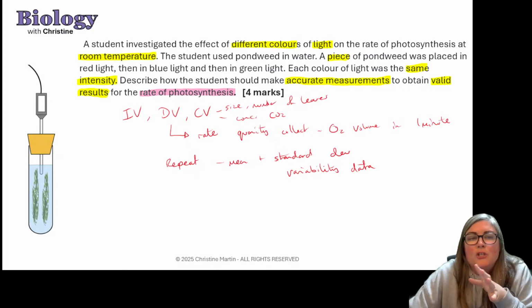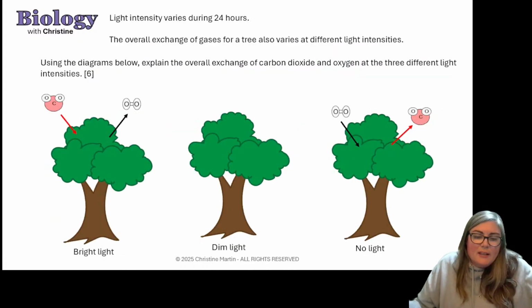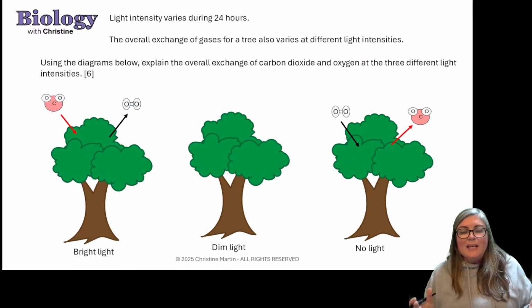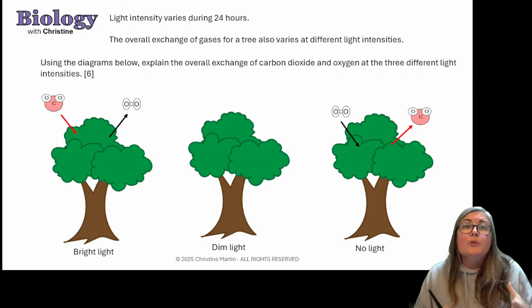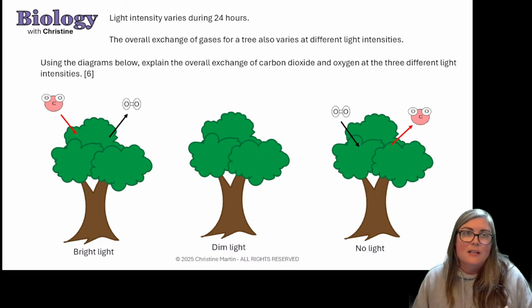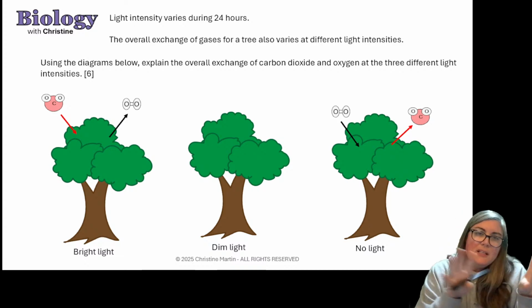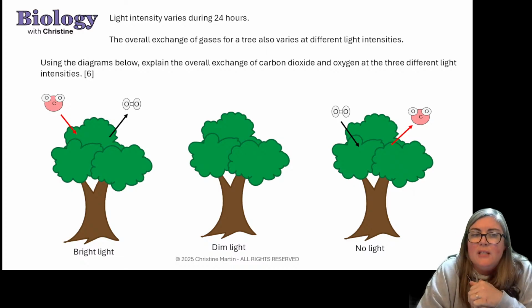But what they love to do is throw a different example at you. And they love to give you something that looks like this. So we've got light intensity is going to vary during 24 hours. The overall exchange of gases for a tree also vary at different light intensities. So they may give you a diagram. This is my little diagram that I've made today.